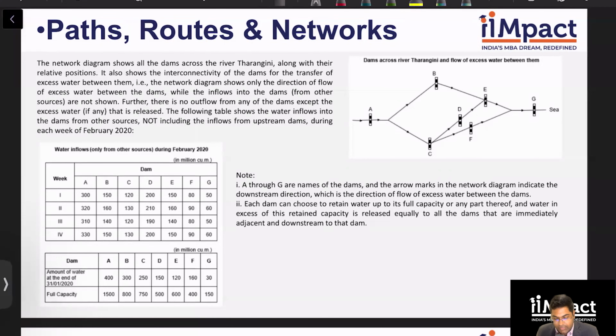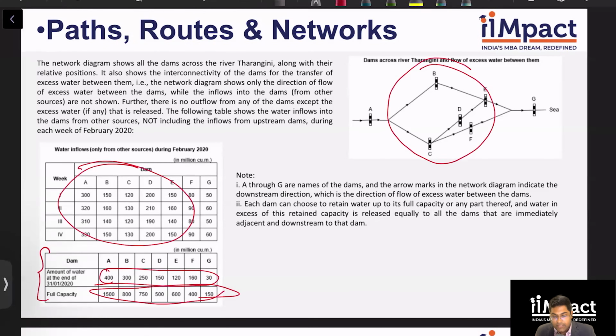Further, there is no outflow from any of the dams except the excess water, if any, that is released. The following table shows the water inflows into the dam from other sources, not including the inflow from upstream dams during each week. So here we have only the inflow outflow between the dams, which is excess, and here we have inflow from only the other sources, right? And of course the last table is giving us the situation at the end of January and the overall capacity of each dam. What is the note telling us?